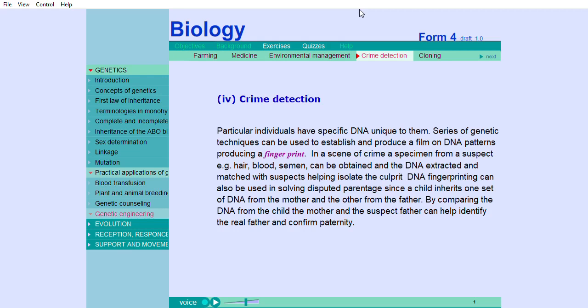DNA fingerprinting can also be used in solving disputed parentage since a child inherits one set of DNA from the mother and the other from the father. Comparing the DNA from the child, the mother and the suspect father can help identify the real father and confirm paternity.